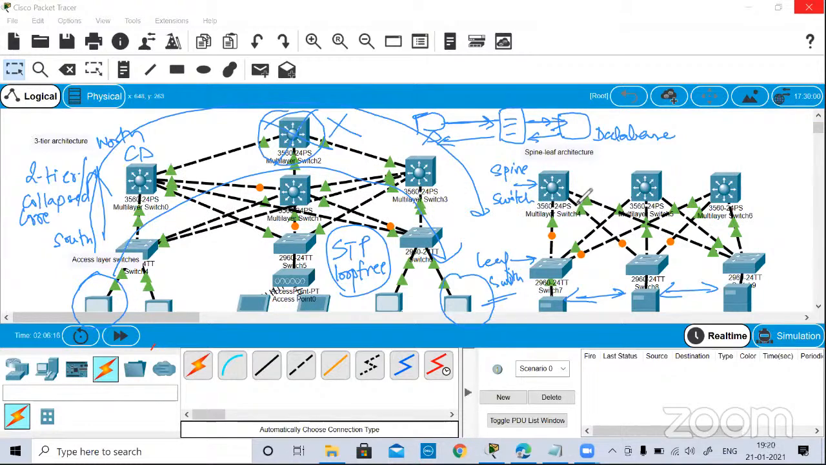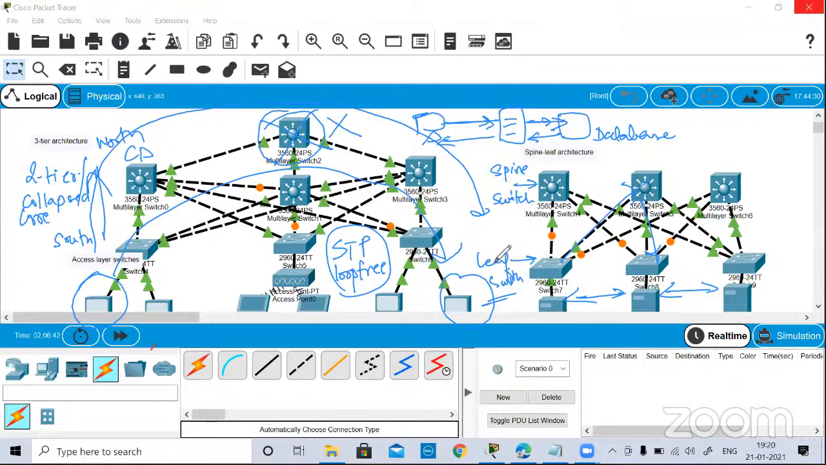As of now, you just need to understand that in a spine-leaf architecture, most of the time the end devices are servers. And in order to connect to any other server, I just need to do one hop. I can just reach this spine switch, and then directly the access switch. So the latency involved would be very low, and the scalability is good.